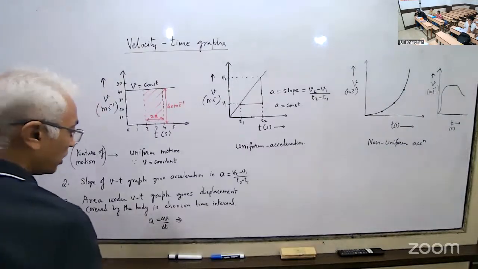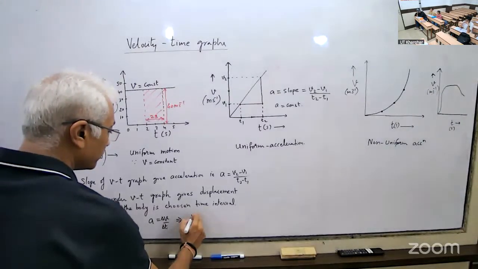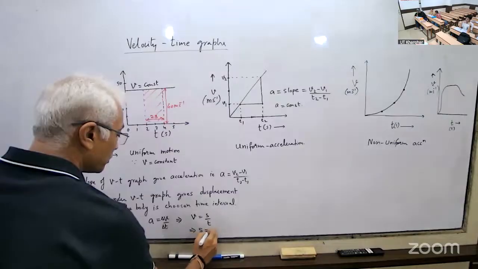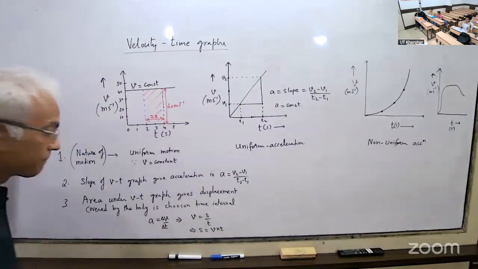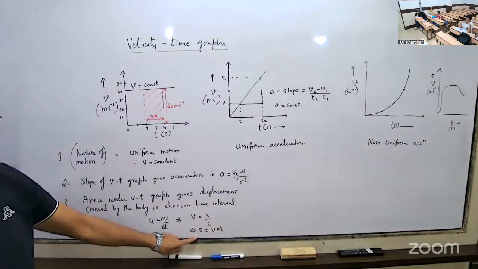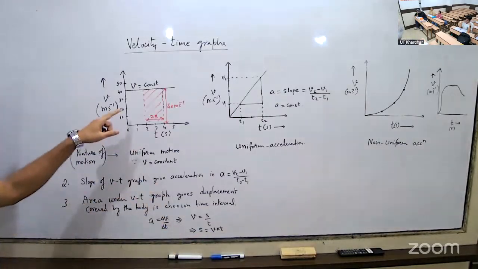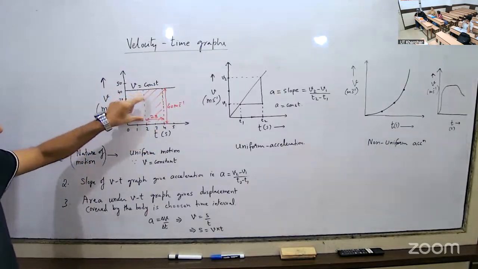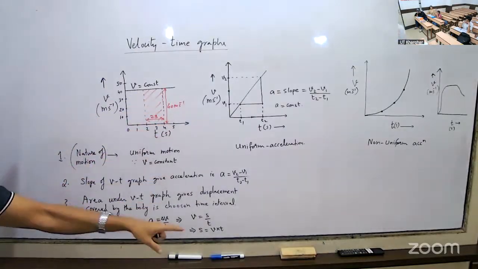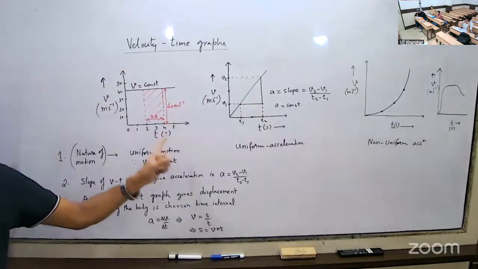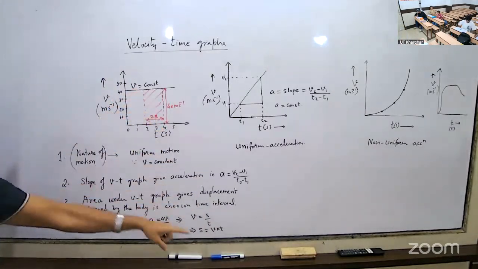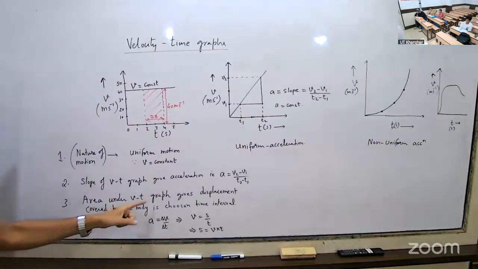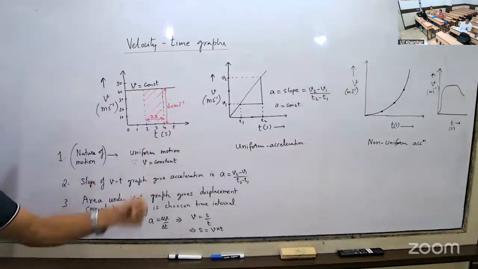Okay. And what is velocity? Displacement upon time. What is displacement? V into t. V into t is displacement. So in this, how are we getting V into t? This is the rectangle. Area of the rectangle gives V into t. Area of the rectangle is the product of velocity into time. And what is velocity into time? Displacement. Correct? That's why the area under the VT graph gives displacement in the chosen time interval.